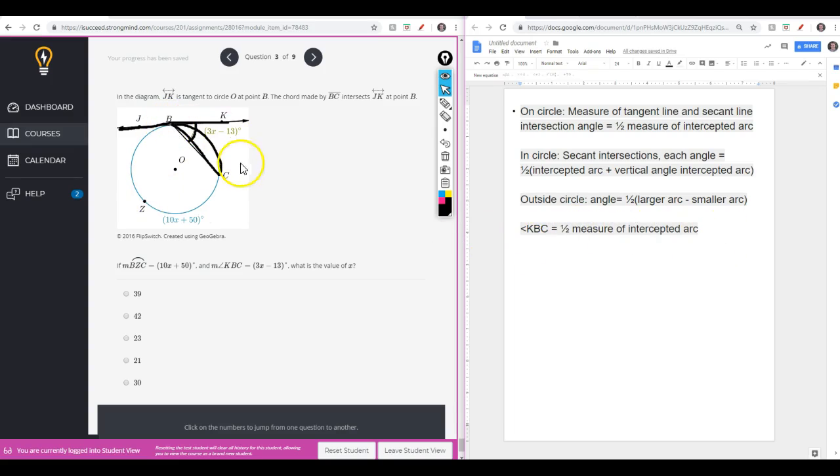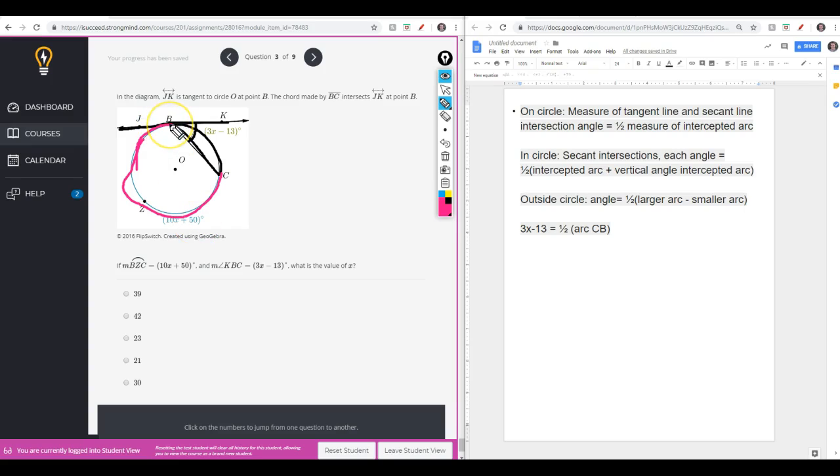Well, the intercepted arc is arc CB. We do know that the angle of KBC is equal to 3x minus 13, and we do not know what arc CB is yet. So with the other information that is given, we're given the arc of BZC. So we know that this major arc right here is 10x plus 50.